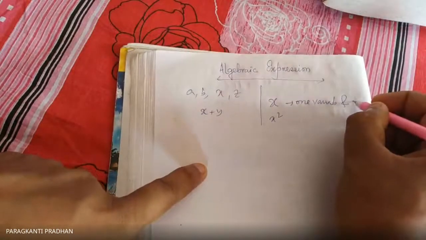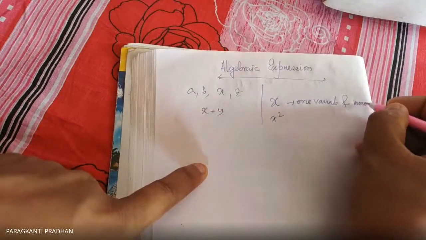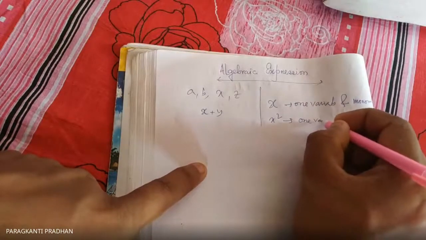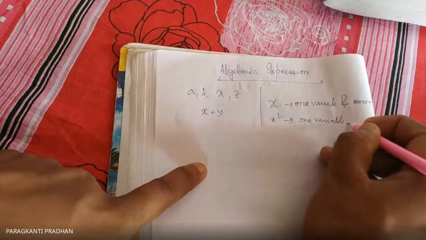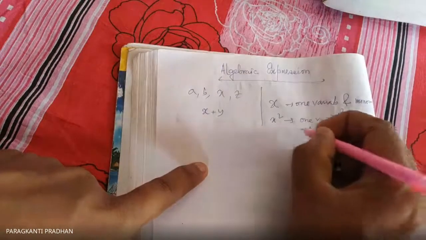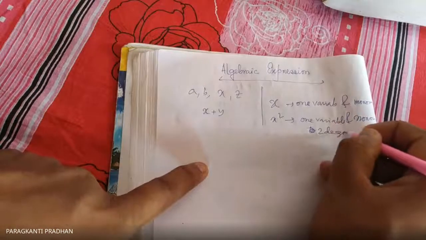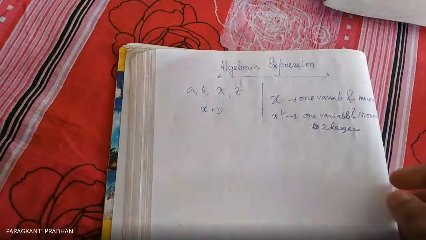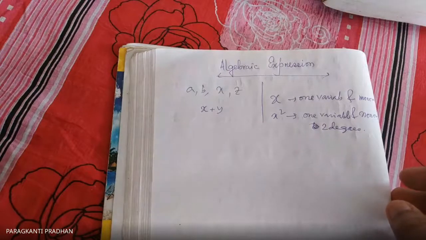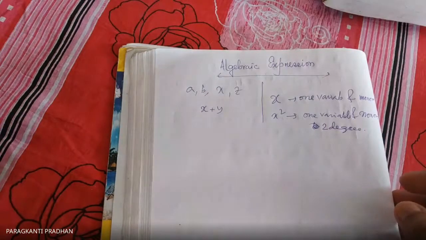and monomial. One term, that is monomial. X square is also one variable, monomial also. But this is of degree 2. So for an expression, we take the maximum power as the degree.